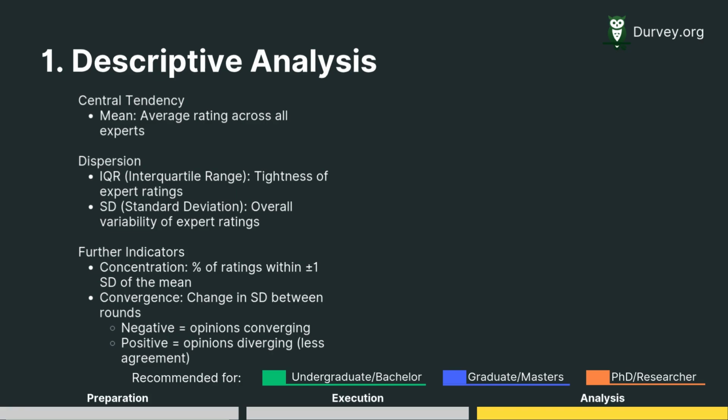Concentration describes when greater than or equal to 75% of ratings fall within plus or minus one standard deviation of the mean. A useful consensus benchmark we'll cover further in the next video. Convergence is the percentage change in SD between rounds. A negative value means opinions tightened over the rounds. A positive value means opinions widened over the rounds. Opinions spread further apart. You can also rank items by different indicators to spot top priorities and items of low relevance. A quick snapshot of what stood out.